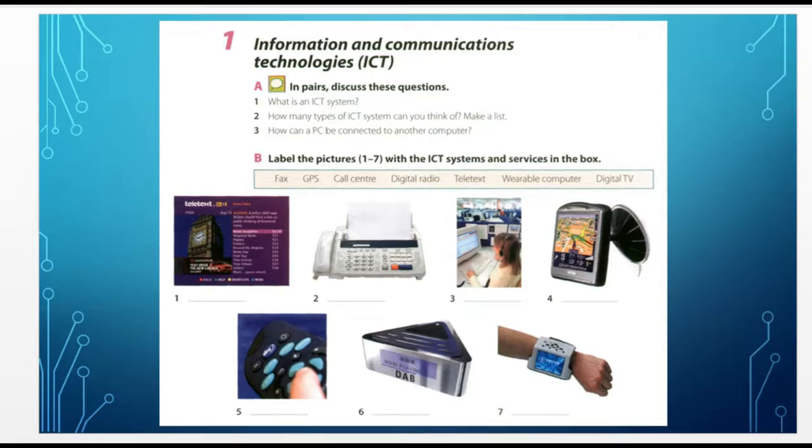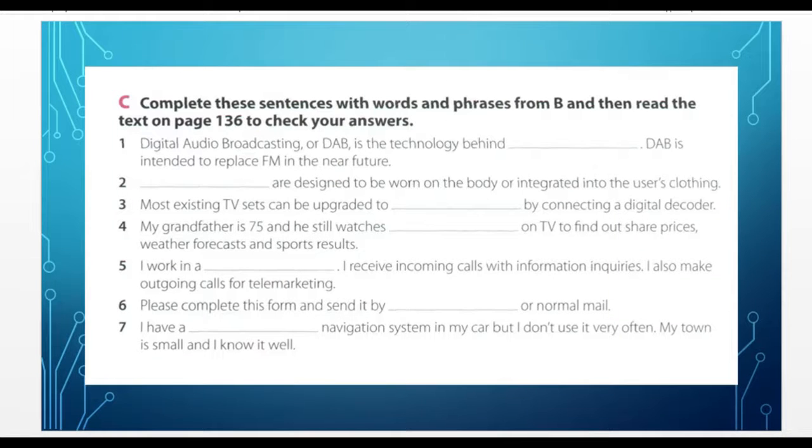And after that, an exercise is being given. Label the pictures with the ICT systems and services in the box. Let's continue. Exercise C: complete the sentences with the words and phrases from B and then read the text on page 136 to check your answers.